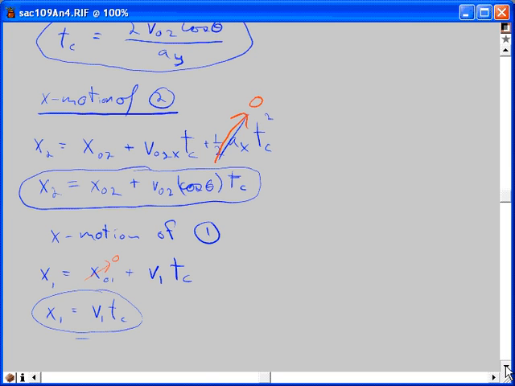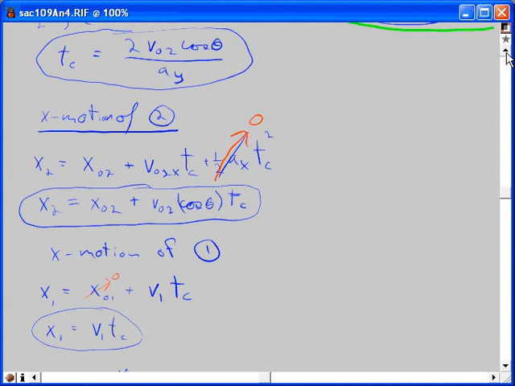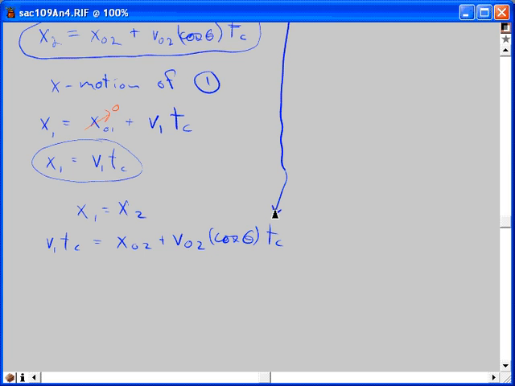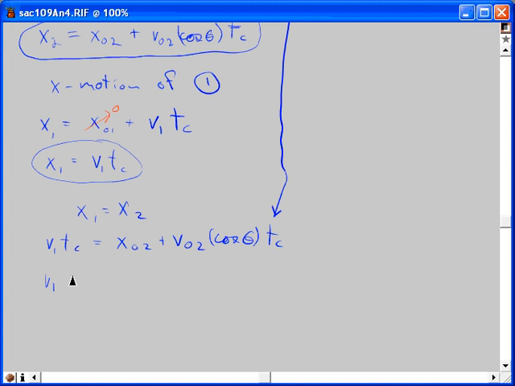Alright, now at the collision time, these two have to be equal, so we'll go ahead and force them to be equal. Say x1 is equal to x2, and what do we have? v1 Tc is equal to x02 plus V02 cosine of theta times Tc. And we're supposed to solve for V02. I better go ahead and substitute our expression for Tc into that one. That's this guy. That gives us V1 times 2V02 cosine theta over Ay.